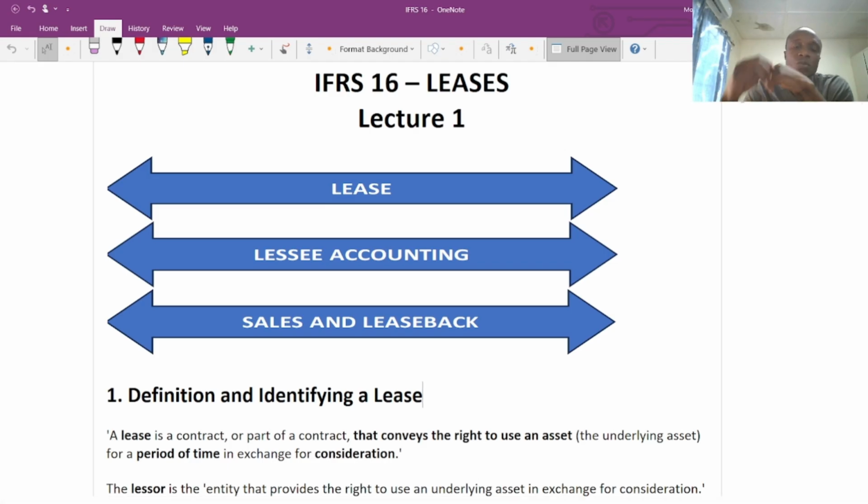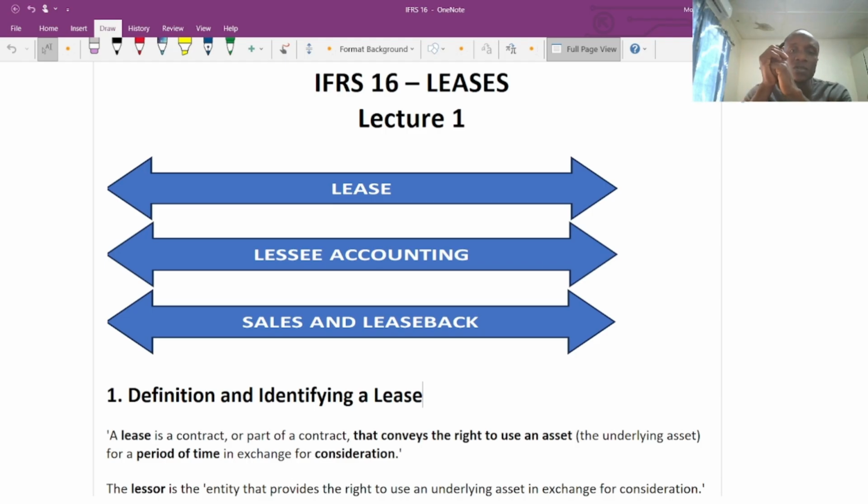Today, we are going to look at IFRS 16, leases. We are going to look at how we can account for the lease transaction, how we can identify a lease transaction. Also, we are going to cover the specific accounting treatment for the lessee as well as the lessor. And finally, we are going to look at how we can account for the sales and leaseback transaction.